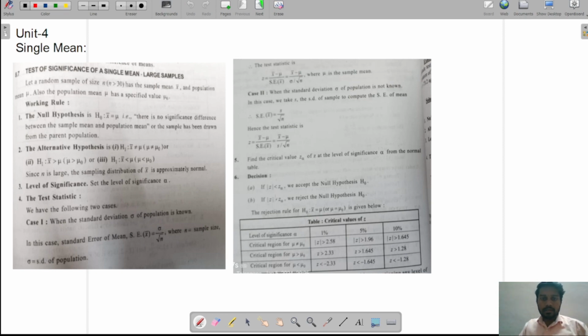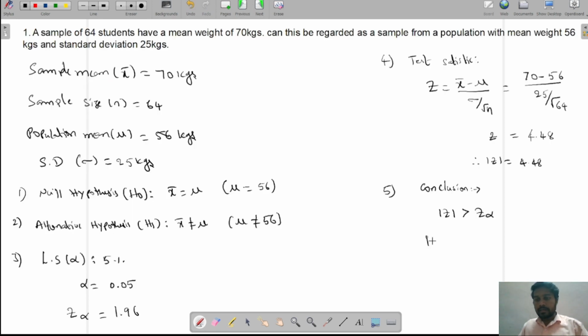See what he's saying here. If modulus of z is greater than z alpha, we reject the null hypothesis H naught. Then what can I write here? Hence, the null hypothesis H naught is rejected. Okay, is it clear, everyone? Right, I'll give you a small conclusion.